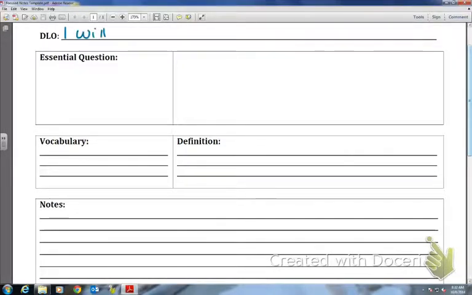I will learn how to graph lines in slope-intercept form.